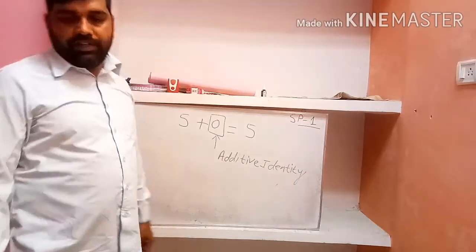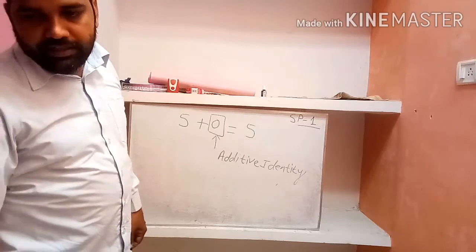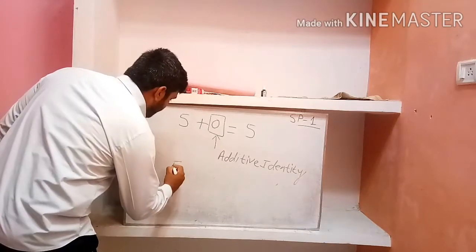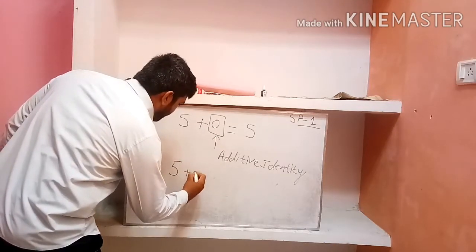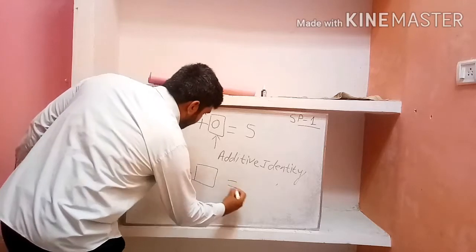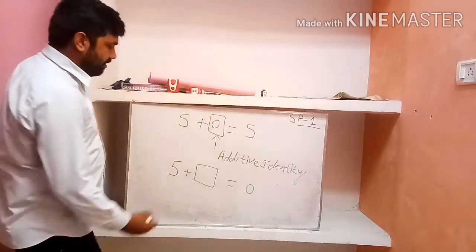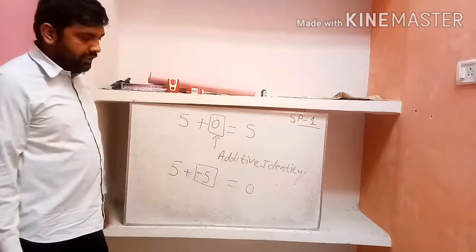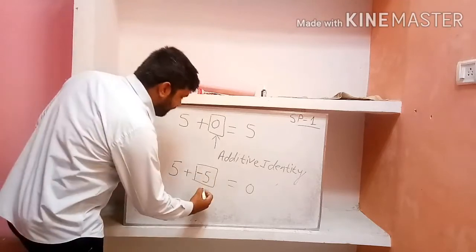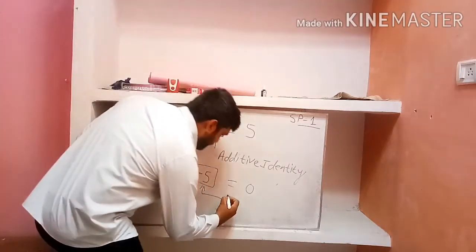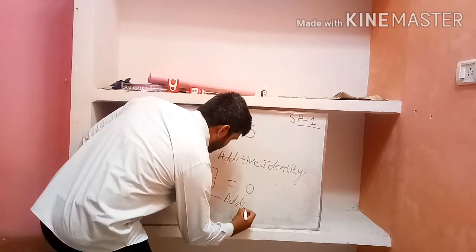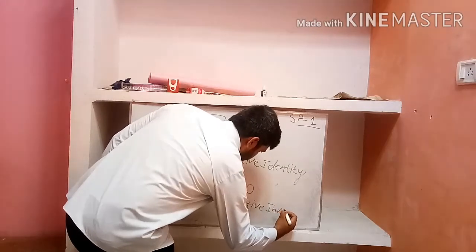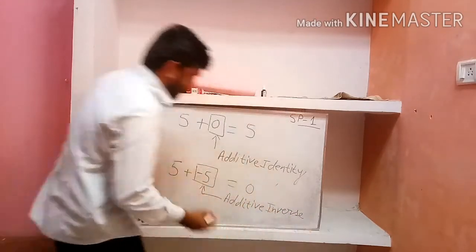Next, additive inverse. What do you add to the given number to get the sum 0? What do you add to 5 to get the sum 0? That is called the additive inverse. So minus 5. If you add minus 5 to 5, only then will you get the result 0. So this minus 5 is called the additive inverse.